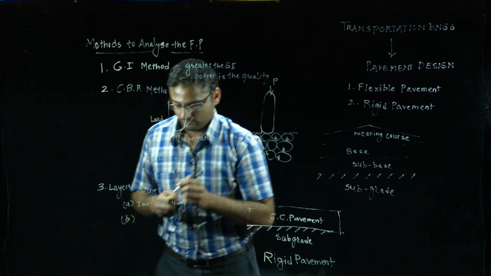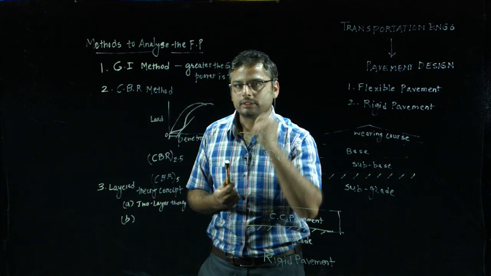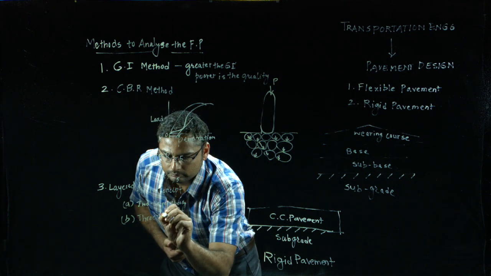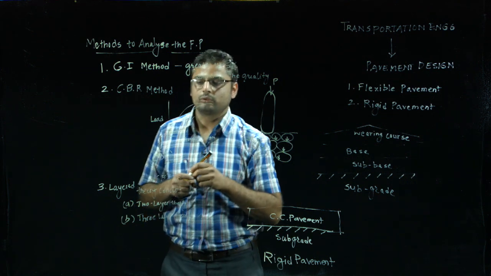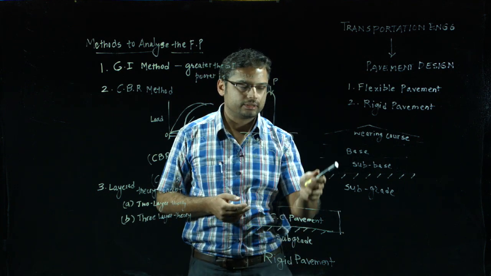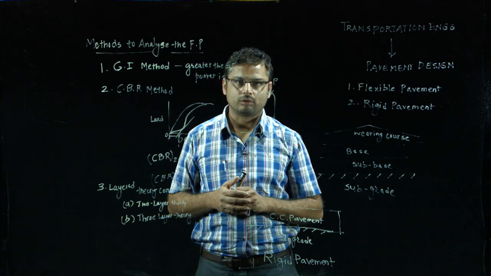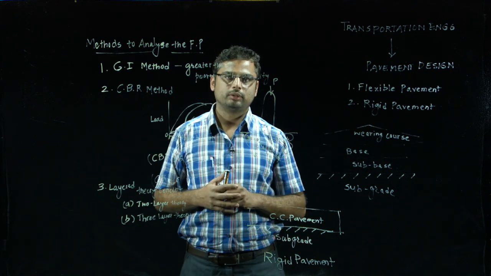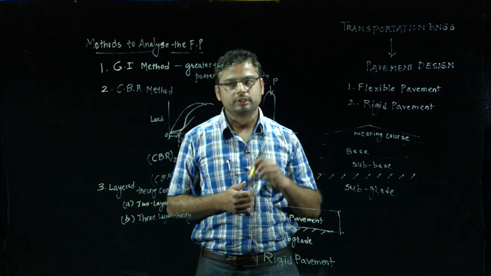I can also assume the flexible pavement layers as three layers, therefore I can write three layer theory. By assuming the two layer theory concept, I can calculate the various thicknesses of the flexible pavement. Also I can calculate with the help of the three layer theory concept. Now these are the outline methods to analyze the flexible pavement. Now we shall see what methods are available for rigid pavement.